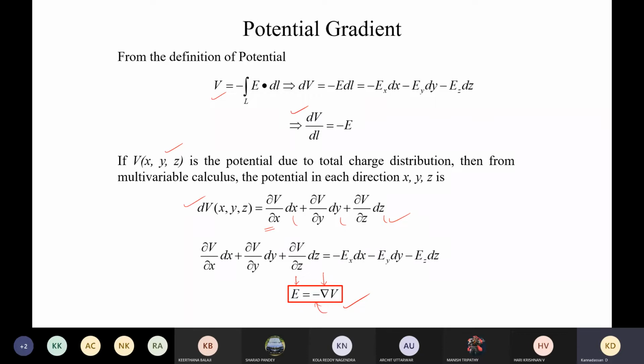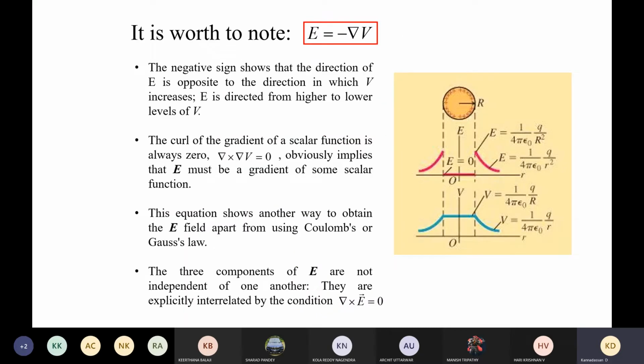So the meaning of the negative sign tells us the electric field is always directed from higher to lower values of V. That is very obvious, just as water will flow from higher potential to lower potential. The very similar potential concepts can be applied here. In fact, in many places in my class I have mentioned that water and the electric field are almost the same.